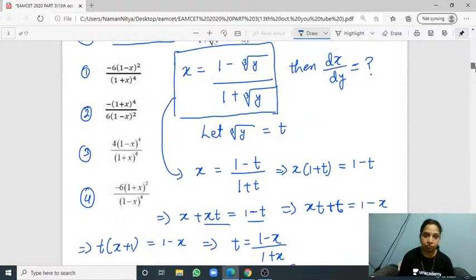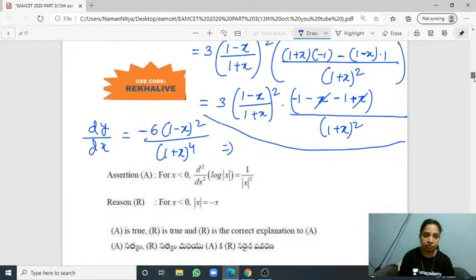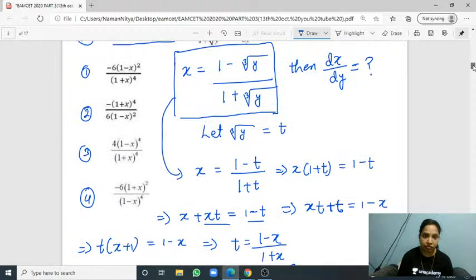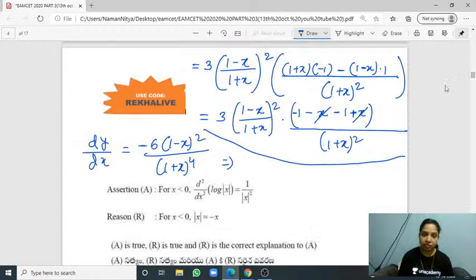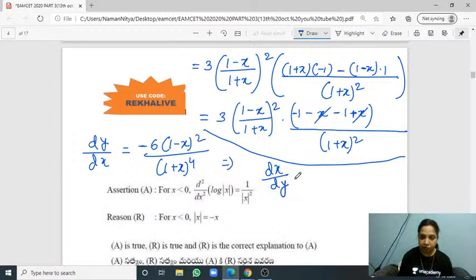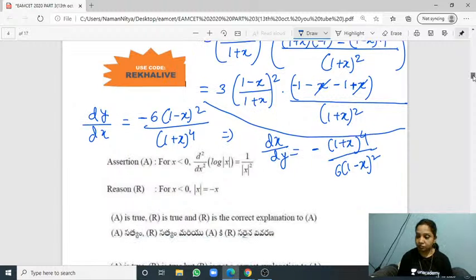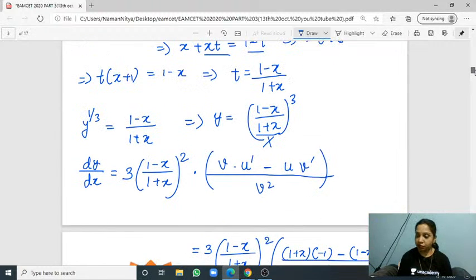So we can check the answer now. You are supposed to take the reciprocal. So what will the reciprocal be? Let me just show you the answer. Obviously the reciprocal will be, the minus sign as it is, (1 plus x) whole power 4 divided by 6 (1 minus x) whole square. This will be the reciprocal. Do you understand this one? So dx by dy is nothing but the reciprocal: minus (1 plus x) whole power 4 divided by 6 (1 minus x) whole square. Okay for this or not? Understand? Everyone?